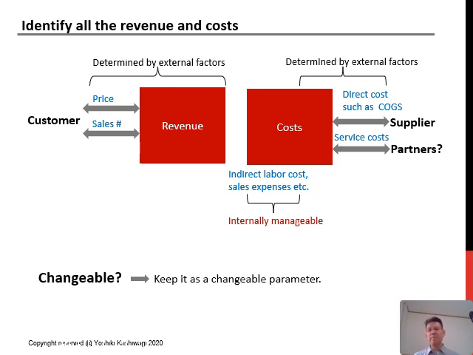So before starting the spreadsheet exercise, I want you to make sure you identified all the revenue items and the cost items. Again, it depends on how you defined your business and the business scope. And once you did it, list all the parameters or items. And then next, I want you to think about which indexes or parameters are more changeable.